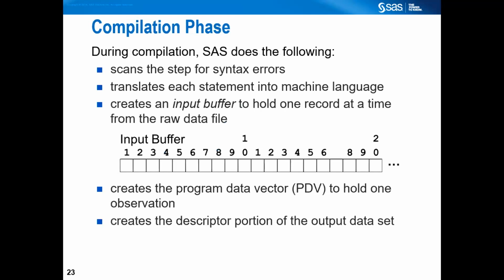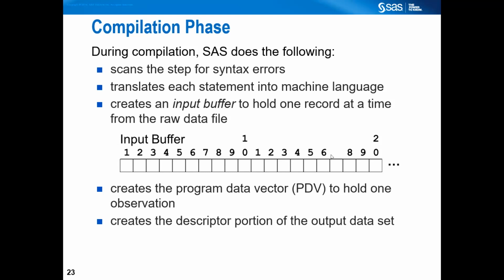Now let's see, when it's a raw file to be read, how the compilation phase works. So during compilation, SAS does the following. First thing is it will scan the step for syntax errors. Then it will translate your statements into machine language. It creates an input buffer to hold one record at a time from the raw data file. And because it's a raw file, it's a record. When it has to read into the SAS environment, SAS creates a space in the memory to hold the records. Hence, that space is termed the input buffer.